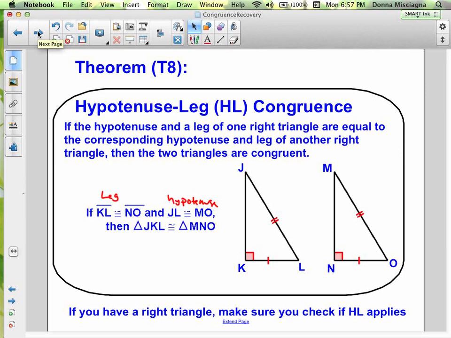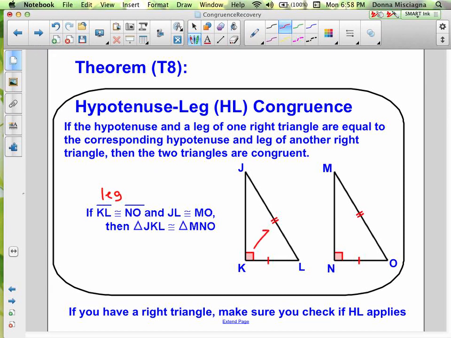Right, so hypotenuse leg. If the hypotenuse and a leg of one right triangle are equal to the corresponding hypotenuse and leg of another right triangle, then the two triangles are congruent. So here in this case, we have two triangles, and we are given that KL is congruent to NO. That is the leg of the triangle. We know it's a leg because it's not the hypotenuse. So KL and NO are legs of the triangle. A triangle has two legs if it's a right triangle.